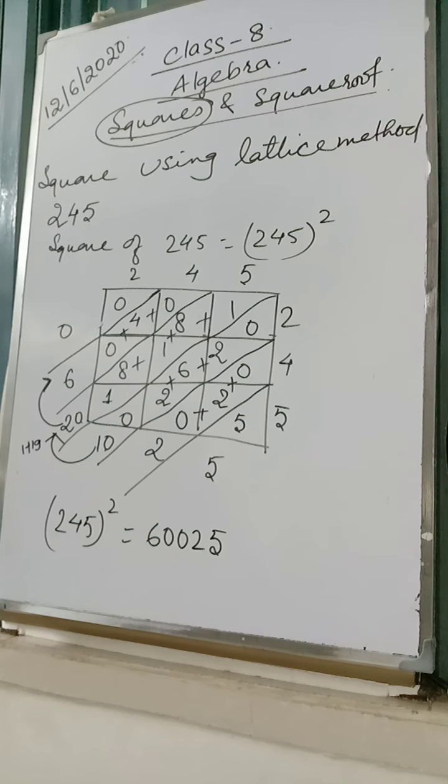This will be the square of 245. This is called the lattice method. Then a square minus b square: if it is given, you have to get the difference between the squares of two numbers. In that case, what we do? We use the formula of a plus b into a minus b. As an example, we will see, just first you write this lattice method.